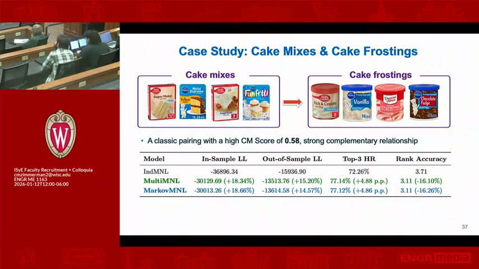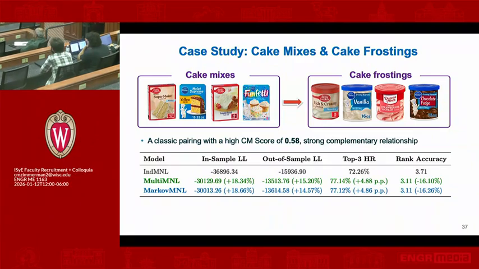Here I will show you the case study of cake mixes and cake frosting. These are two categories, and this table shows the log likelihood, LL, and hit rate and ranking accuracy for different models. The third and fourth columns, hit rate and rank accuracy, are both metrics for prediction accuracy. Here we can see both multi-ML and Markov ML, our model, are much better than the independent ML model in terms of all metrics.